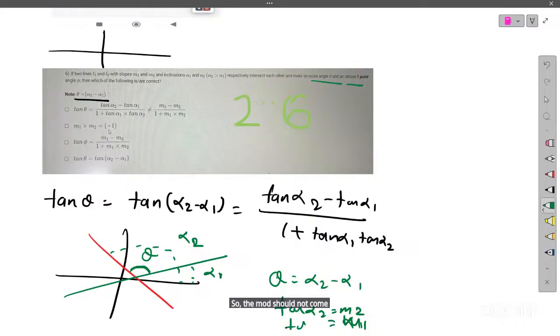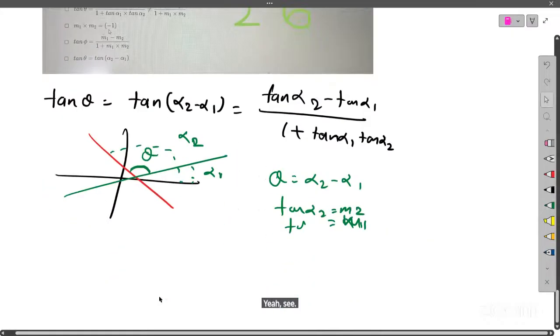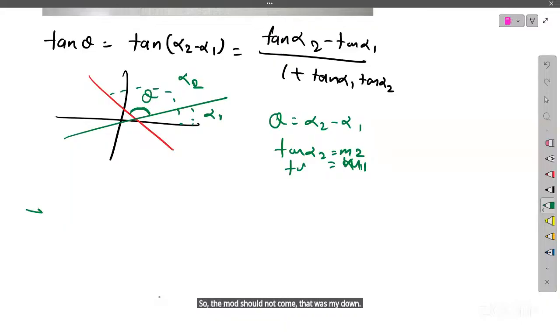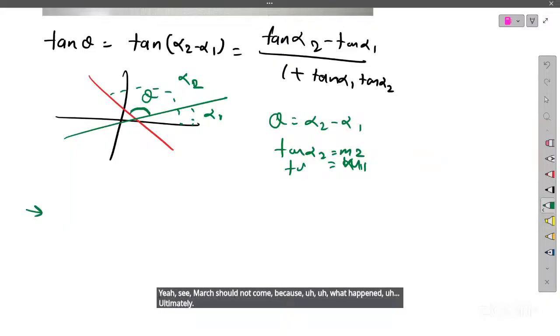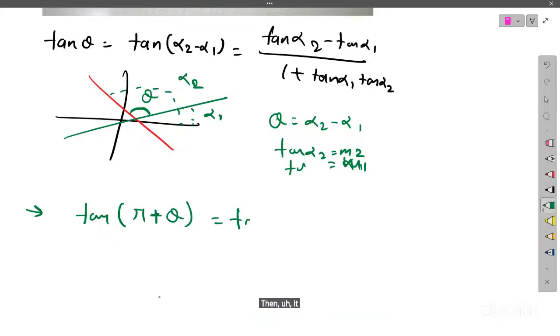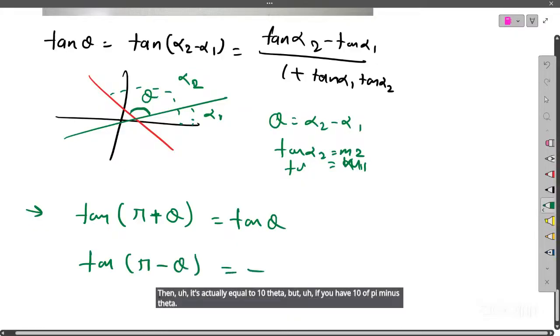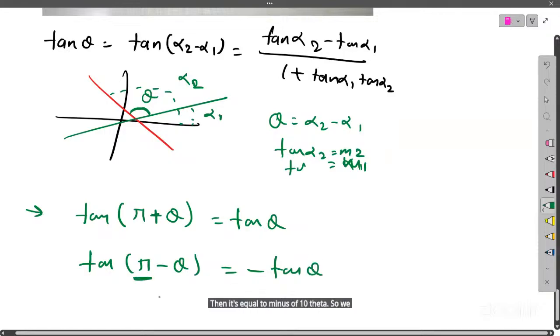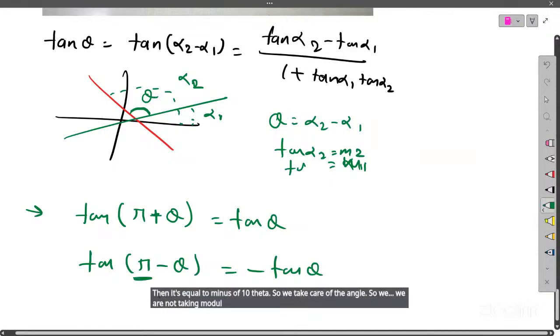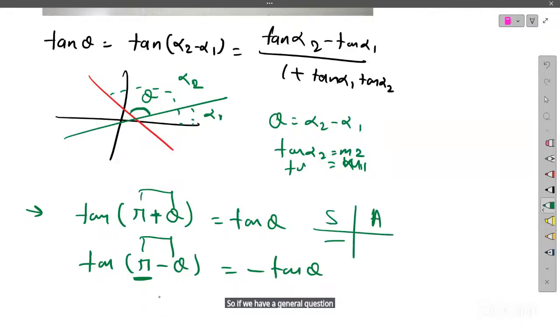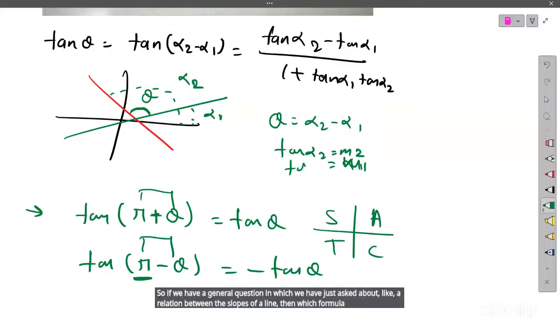Yes, see, mod should not come because ultimately we change the angle. So tan of (pi plus theta) is equal to tan theta. But if you have tan of (pi minus theta), then it is equal to minus tan theta. So we take care of the angle. We are not taking modulus because of this trigonometric rule, right? So we know that we have a formula. In a general question in which we are just asked about the relation between the slopes of lines, which formula should we prefer to apply?